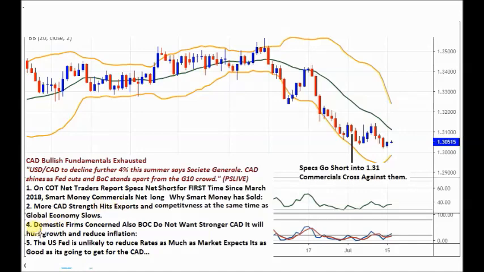I'll put up point number 4, it should be point number 3. Domestic firms are already concerned about how strong the Canadian dollar is. Also, the Bank of Canada do not want a stronger CAD, okay? It will hurt growth, obviously, and also reduce inflation.